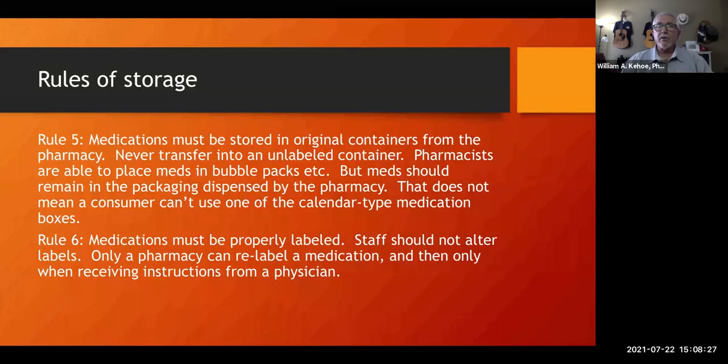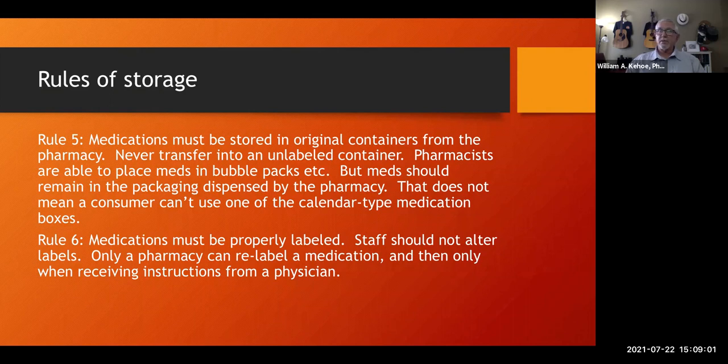And then always, as I said, keep medications in the original container that comes from the pharmacy. Never put them into any other container. The pharmacist can put medications in bubble packs for you. Pharmacists can give you another labeled container if you wanted to send fewer medications to some place that the person is going or whatever, but it has to remain in packaging that is labeled appropriately according to Board of Pharmacy regulations.